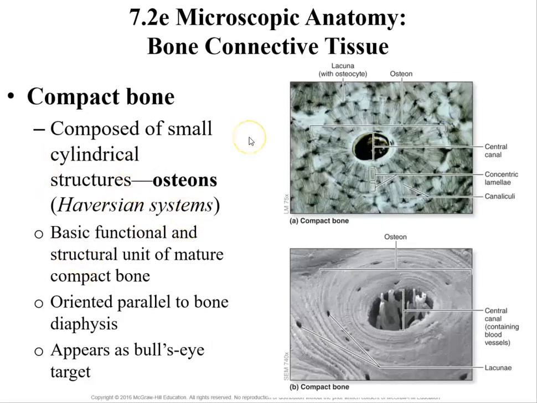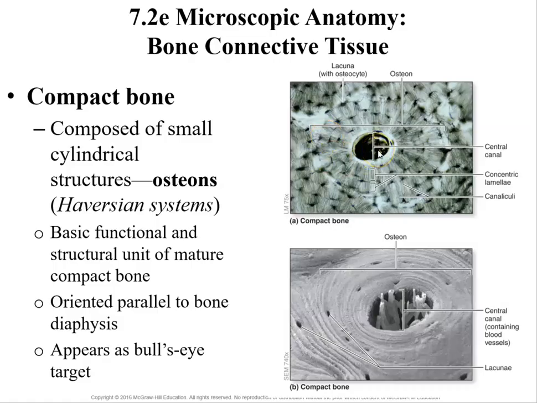Okay, let's talk a little bit about microscopic anatomy of bone connective tissue. We'll start with compact bone. Compact bone is composed of small cylindrical structures called osteons. Sometimes you'll hear them referred to as Haversian systems, but by and large, they're osteons. This is the basic functional and structural unit of mature compact bone. They are oriented parallel to the bone diaphysis and appear as a bullseye target.